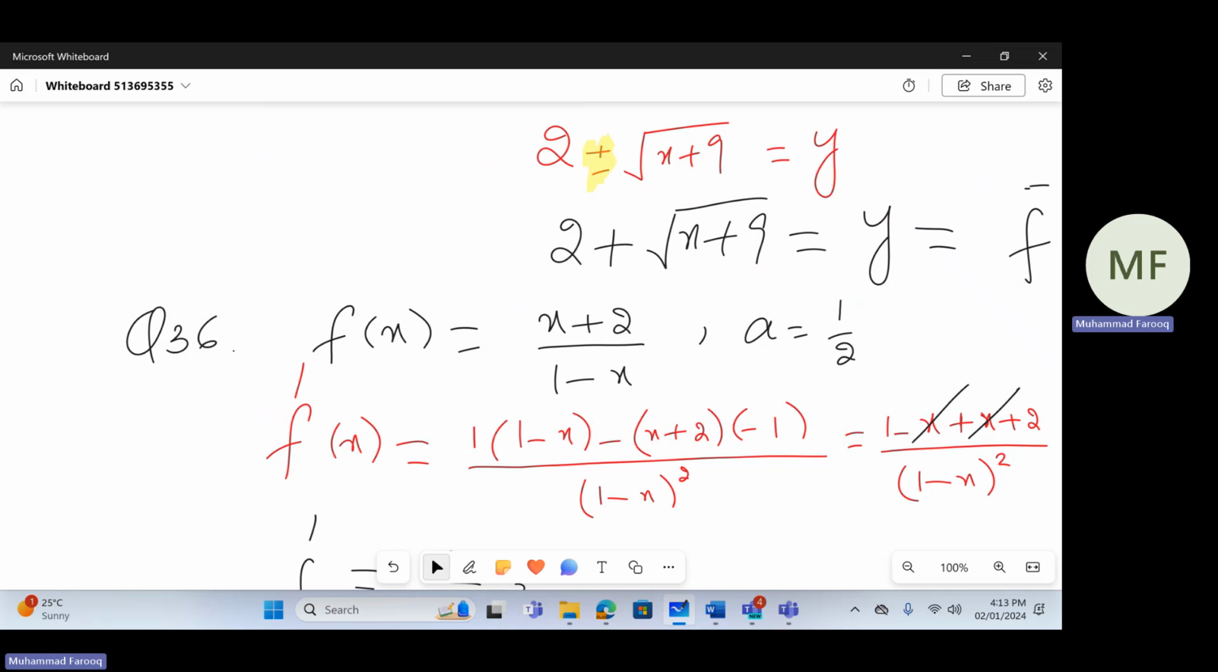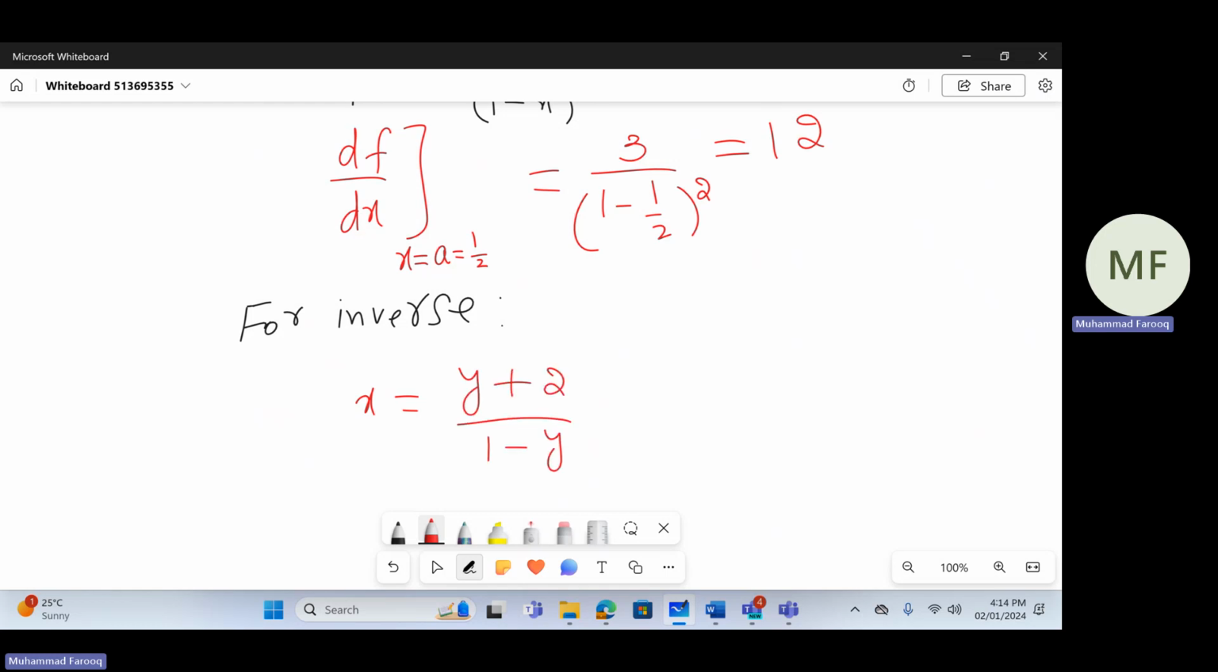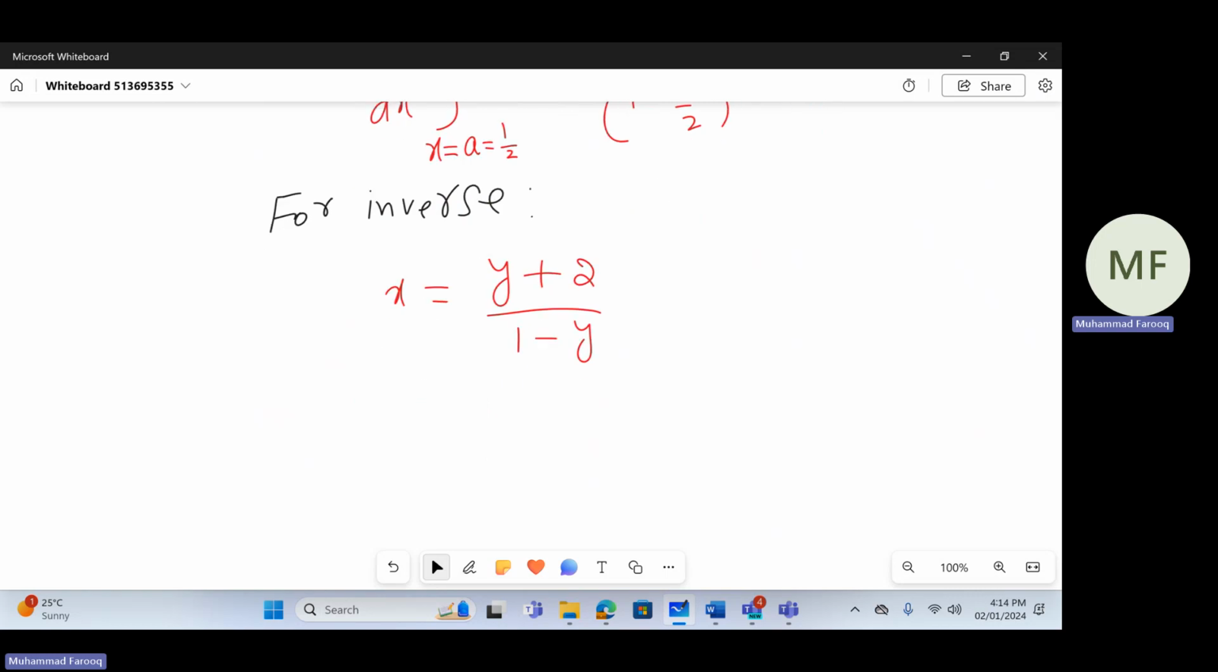So first I need the inverse. For the inverse, I swap x to y, y to x. So for the inverse, I have x is equal to, what's the question? y plus 2 over 1 minus y. Am I right? Please swap now. Please solve for y so that we can get the inverse.